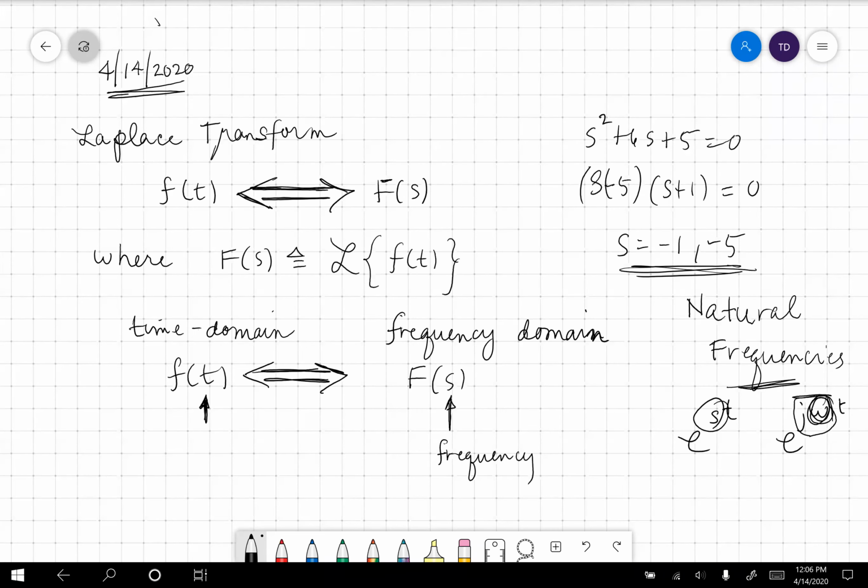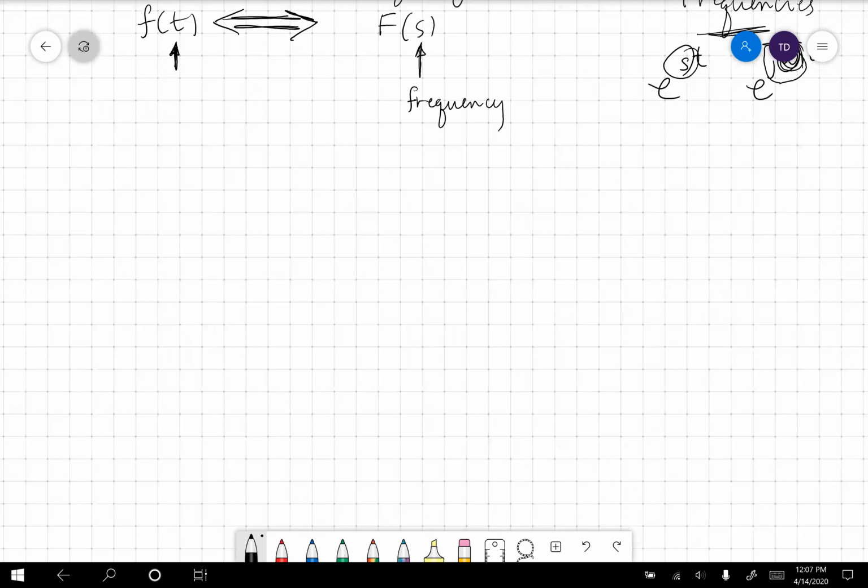So we're going to go from the time domain to the frequency domain. We're going to throw away time, go to the frequency domain, and work with s. Why might we want to do something like that? Any ideas? Why would we want to transform from the time domain to the frequency domain?